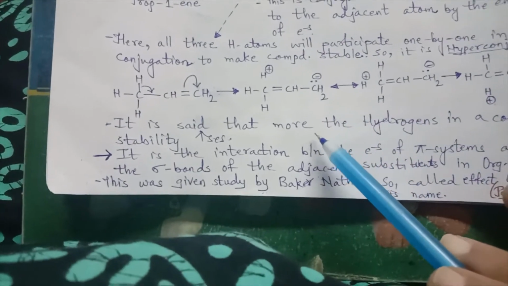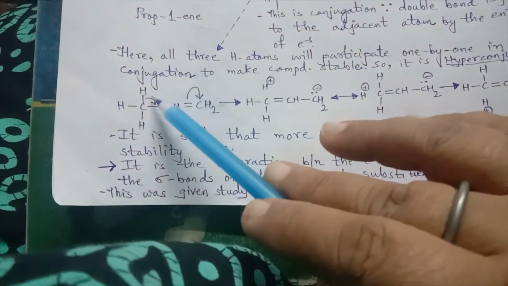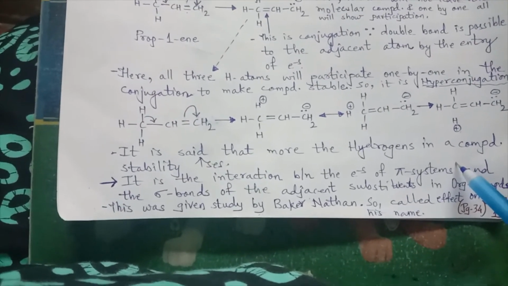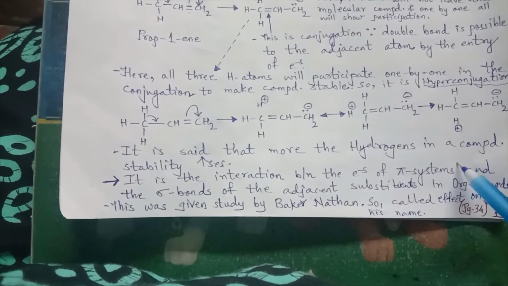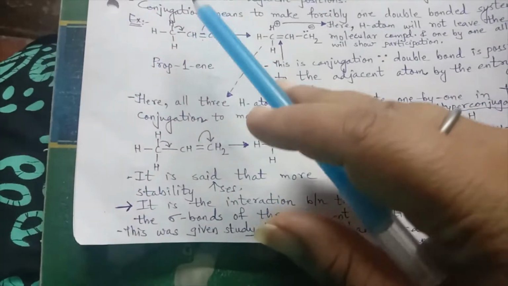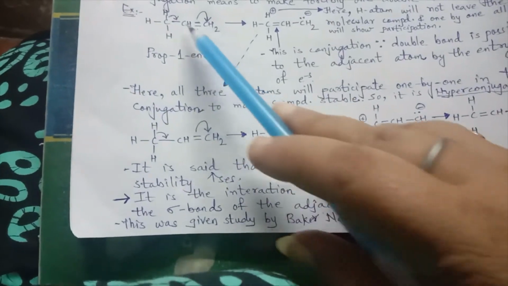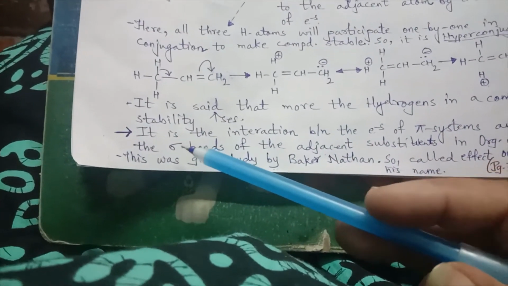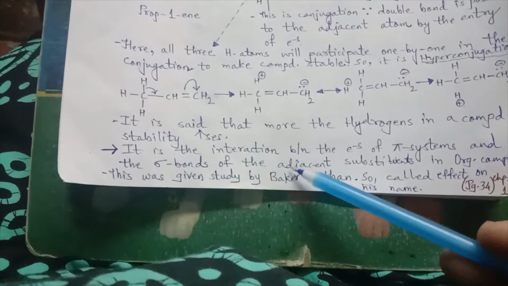It is said that the more hydrogens, as many number of hydrogens are there in an organic compound, right? That much stability is there for the compound. So the more the hydrogen, the stability will increase. Here in propene there are 1, 2, 3, 4, 5, 6 hydrogen, right? So as many hydrogen, accordingly the stability increases. It is the interaction.